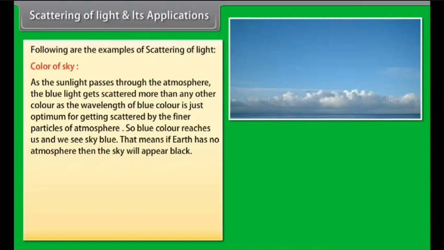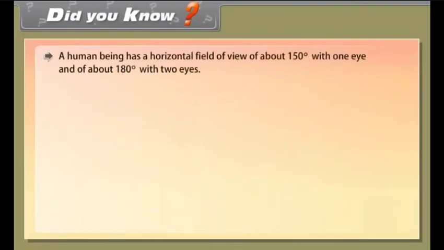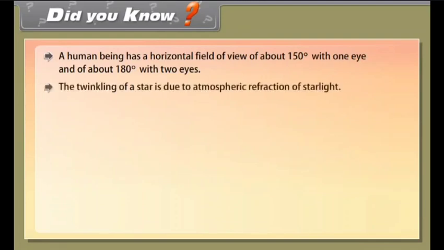Scattering of light and its applications. As light passes through the atmosphere, it gets spread by dust particles or other air molecules. This is termed as scattering of light. The color of light scattered depends on the size of the scattering particle. Tyndall effect: when light is made to fall on a colloidal solution, it gets scattered by the colloidal particles, and hence the path of light becomes visible. This is termed as the Tyndall effect.